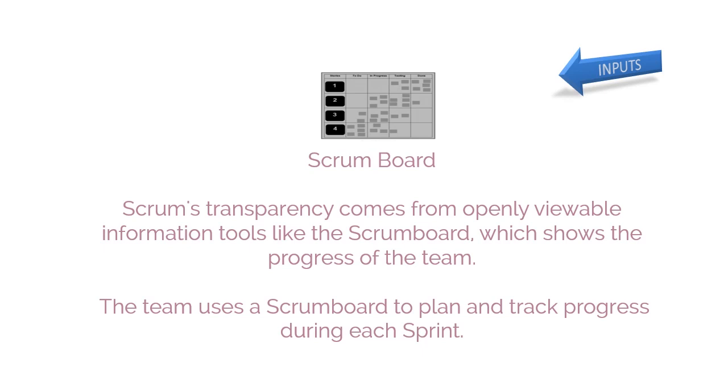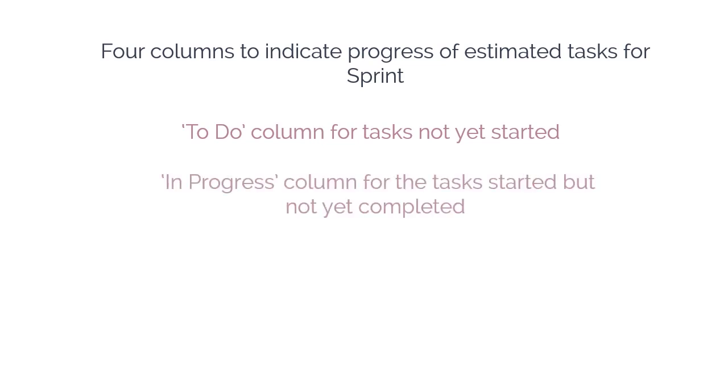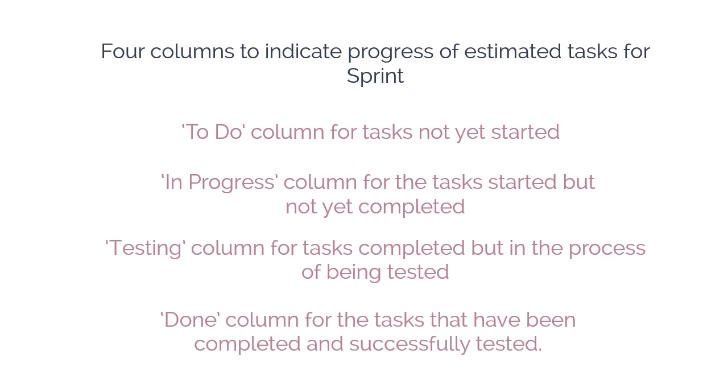The team uses a Scrum Board to plan and track progress during each sprint. As you can see in the diagram given, the Scrum Board contains 4 columns to indicate the progress of the estimated tasks for the sprint. A to-do column for tasks not yet started, an in-progress column for the tasks started but not yet completed, a testing column for tasks completed but in the process of being tested, and a done column for the tasks that have been completed and successfully tested.